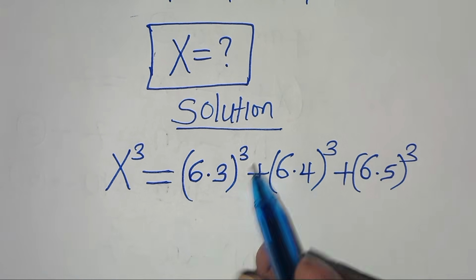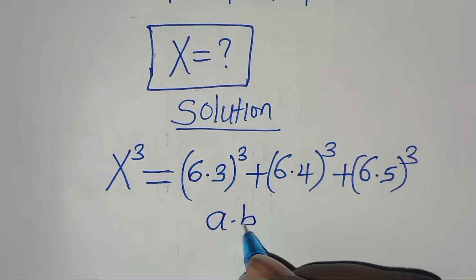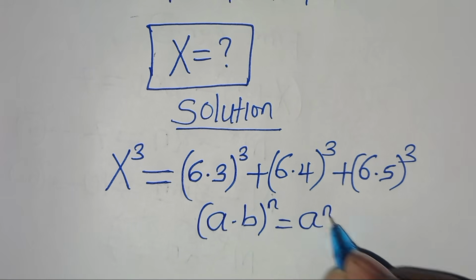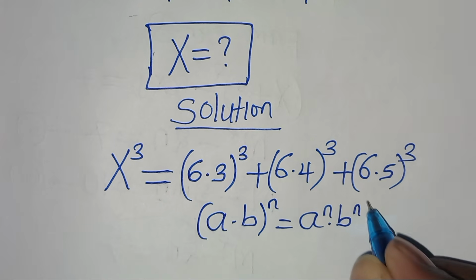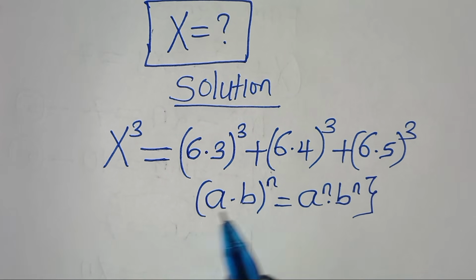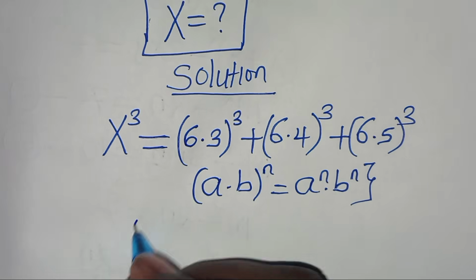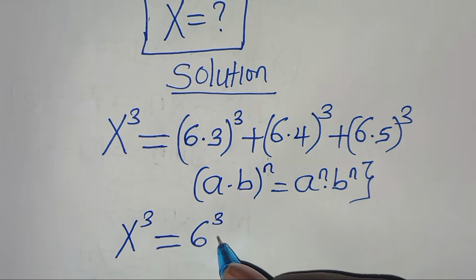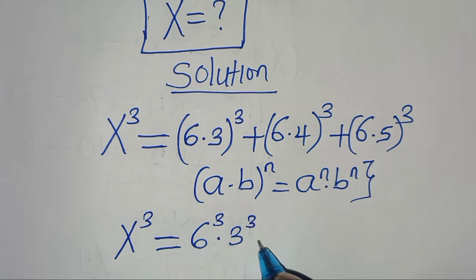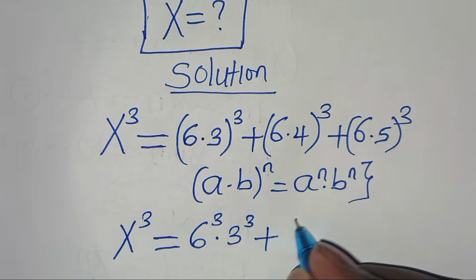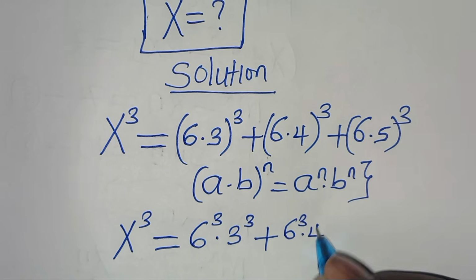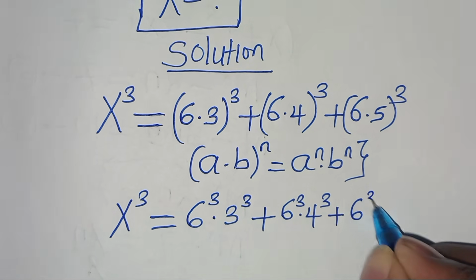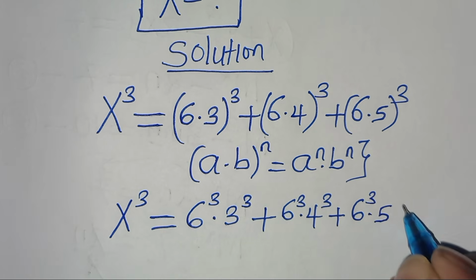Now, this is in the form of a multiplied by b raised to the power of n, which we can express as a to the power of n multiplied by b to the power of n. Applying this exponent property, we have x to the power of 3 equal to 6 to the power of 3 multiplied by 3 to the power of 3, then plus 6 to the power of 3 multiplied by 4 to the power of 3, then plus 6 to the power of 3 multiplied by 5 to the power of 3.